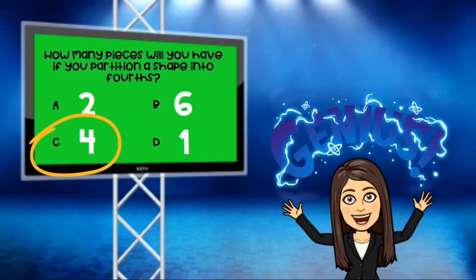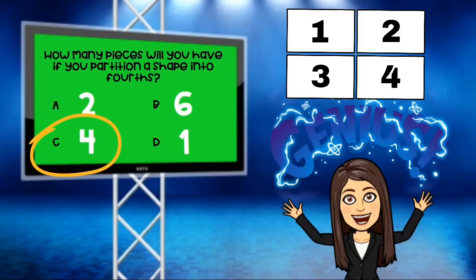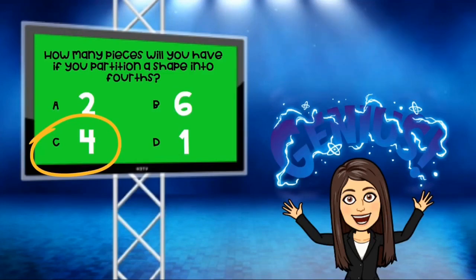The answer is C. If you partition a shape into fourths, then you will have 4 pieces. Remember, the word 4 is in the name fourths, so we can remember we need to have 4 pieces when we partition fourths.